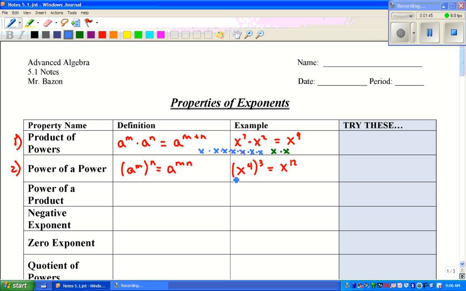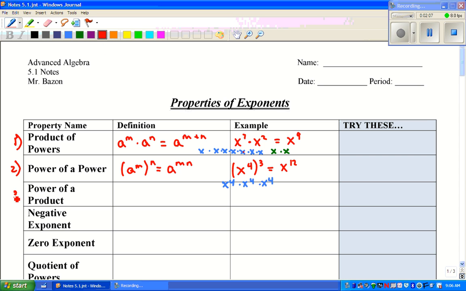Here's why. You have x to the 4th times x to the 4th times x to the 4th. You have it 3 times. And we know whenever we multiply x to the 4th times x to the 4th times x to the 4th, we're going to add those exponents. I have 4 plus 4 plus 4, which would give me 12. Power of a power.